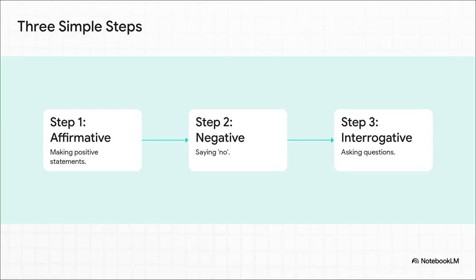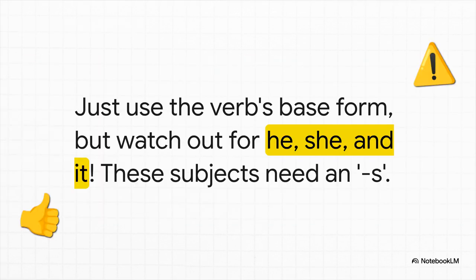In fact, we can break this entire blueprint down into just 3 simple steps. First, making a positive statement, we call that the affirmative. Second, saying no, which is the negative form. And third, asking questions, or the interrogative. Okay, step 1 is a piece of cake. Seriously. For I, you, we, and they, you just use the basic form of the verb. Easy. I work, you play, they learn.